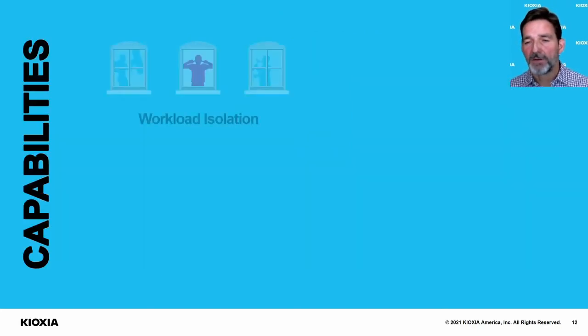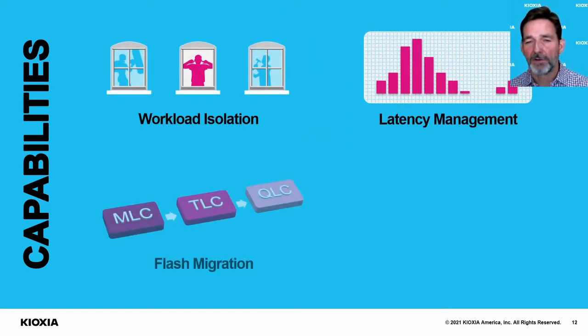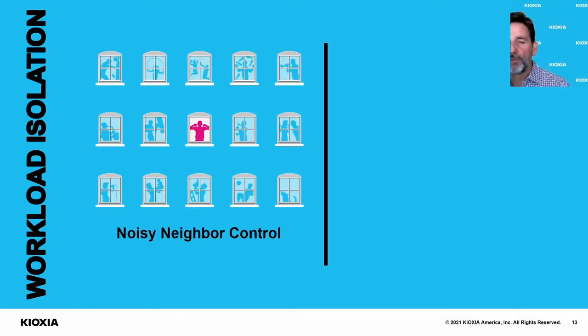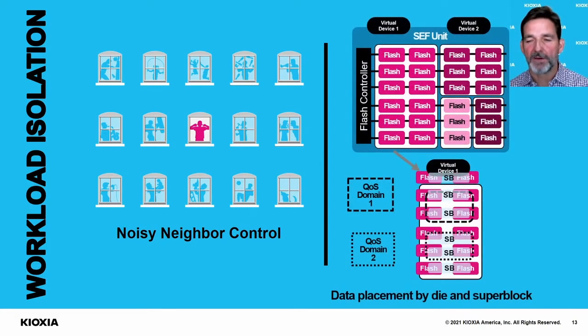SEF technology provides four major capabilities: workload isolation, latency control, flash migration, and flash maintenance. I'll talk about each of these. Software-enabled flash helps resolve workload isolation issues such as the noisy neighbor problem. This is where a chatty process can hurt the responsiveness of others on the same server or storage. SEF can isolate and segregate data at the die and superblock level. We call these QoS, or quality of service, domains.